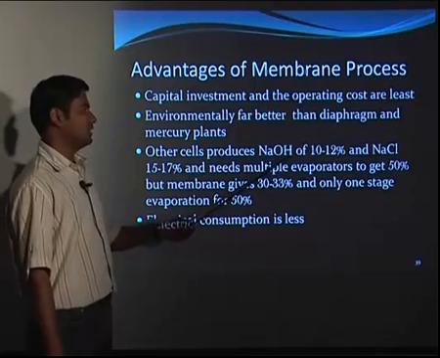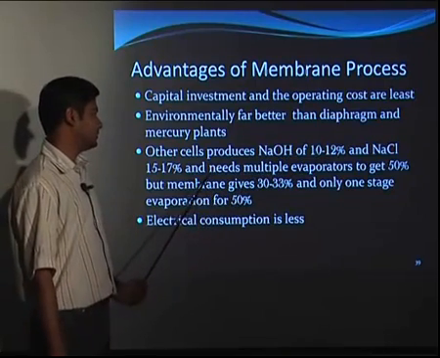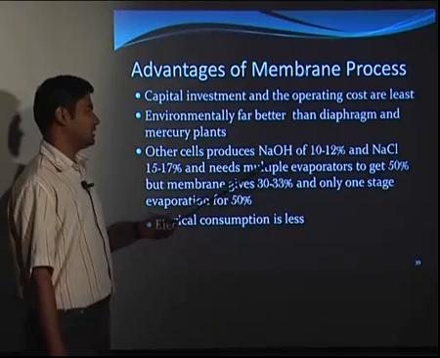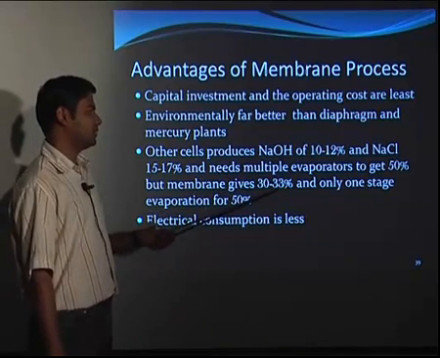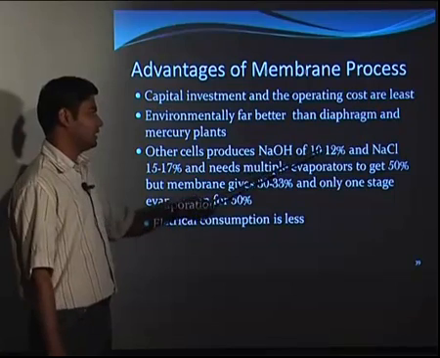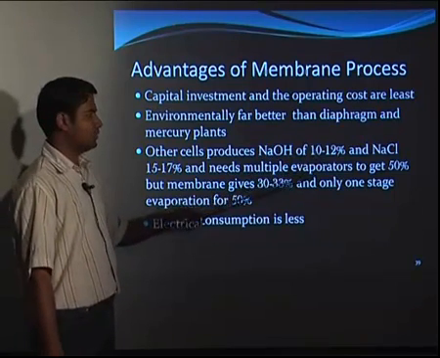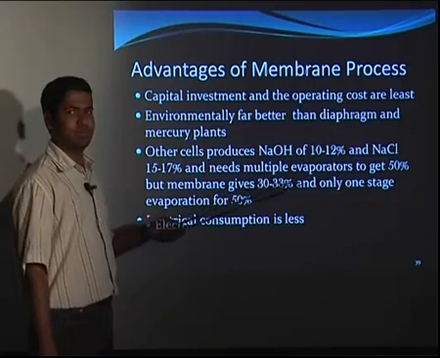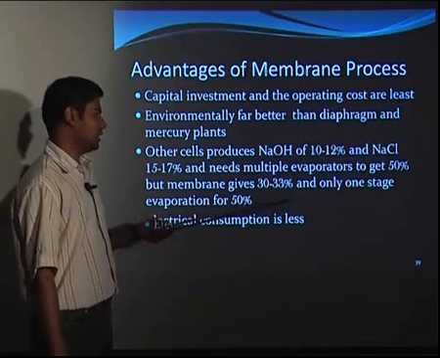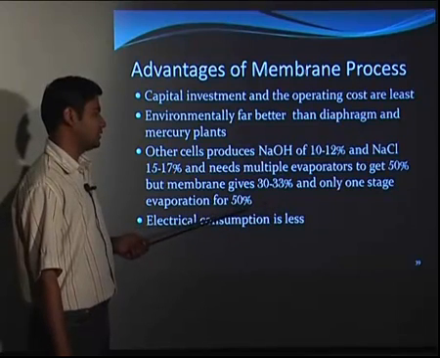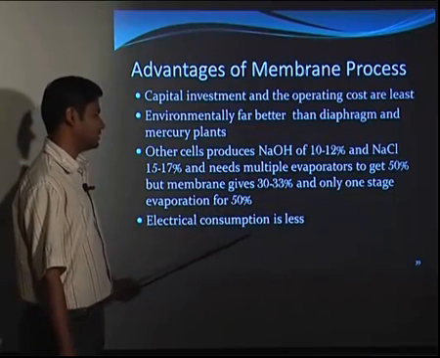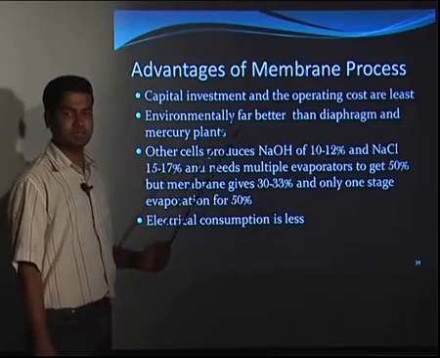The other cells produce sodium hydroxide at 10 to 12% with NaCl at 15 to 17%, and need multiple evaporators to get a 50% solution. But in the case of the membrane cell, we get 30 to 33% in one step, and only one stage of evaporation is needed to achieve 50%. So economically it is far better than the other two. The electrical consumption is also less in the membrane electrolytic cell.